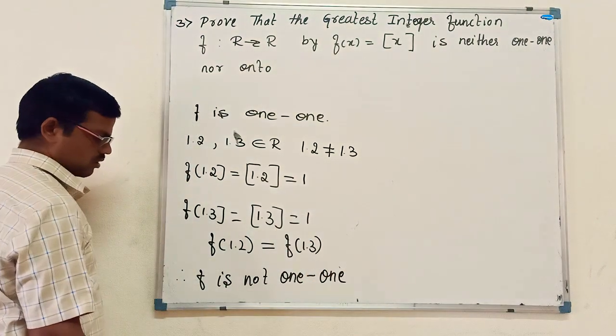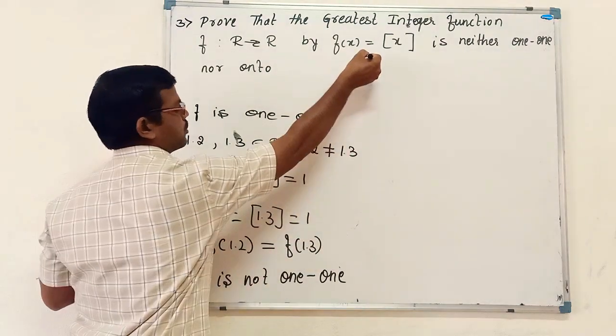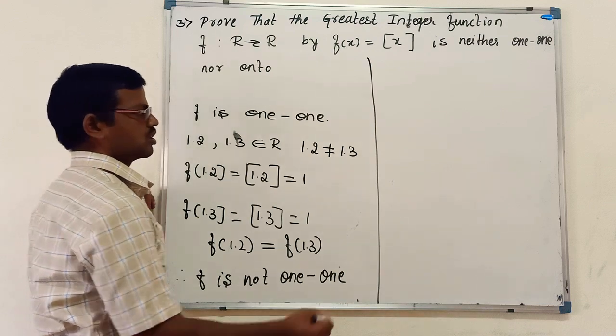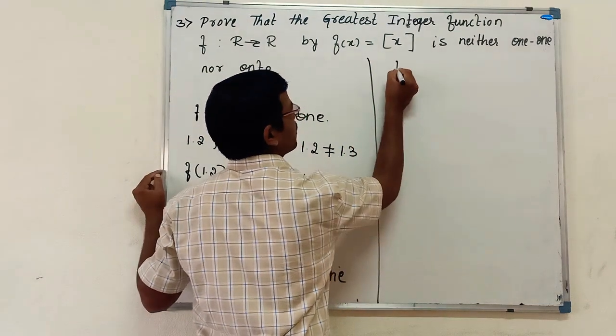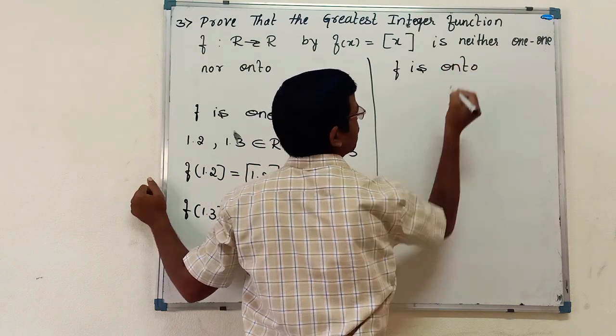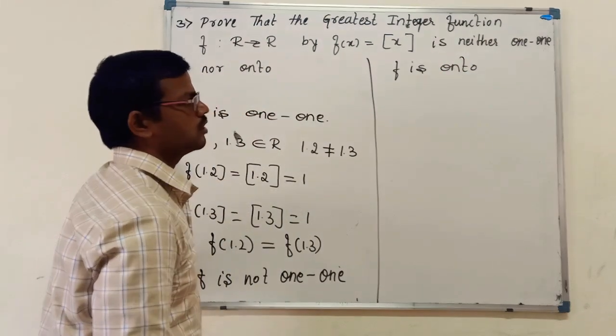F is not a 1-1 function. So this completes the 1-1 function. Next we move to the onto function. F is onto. So how do we prove that it is onto?